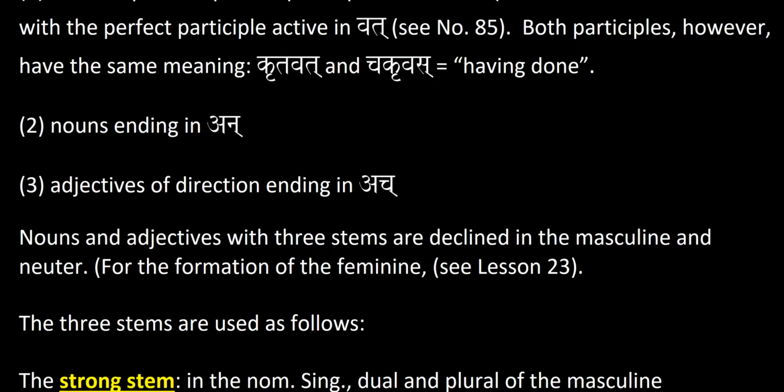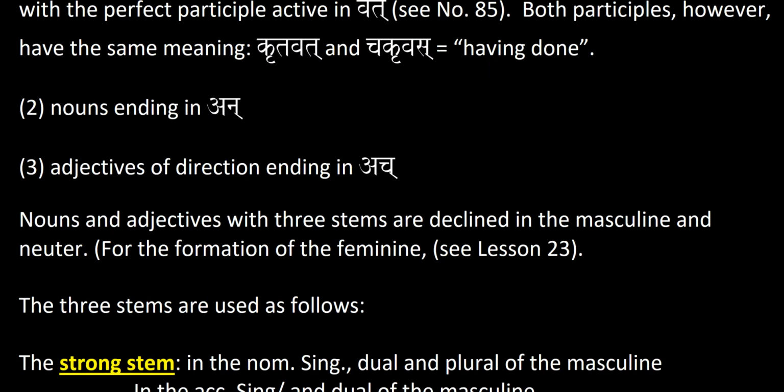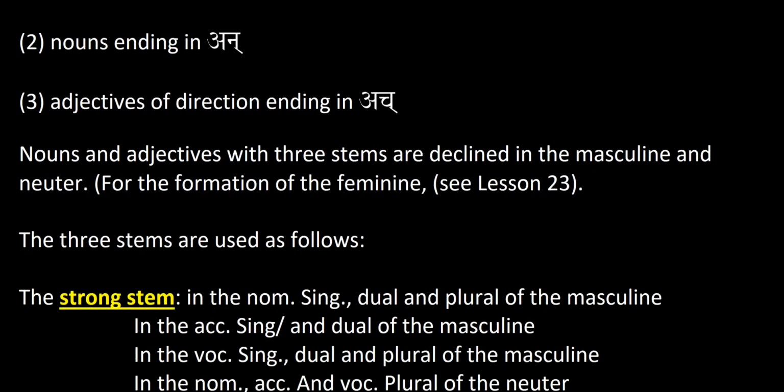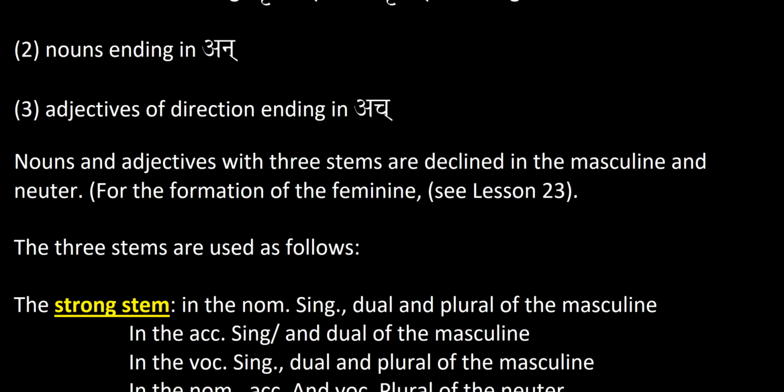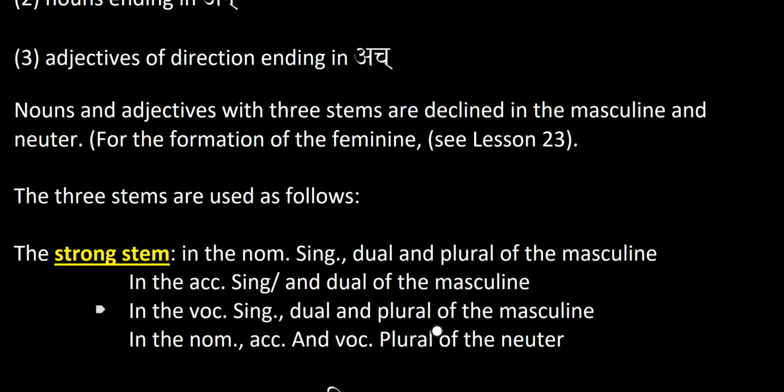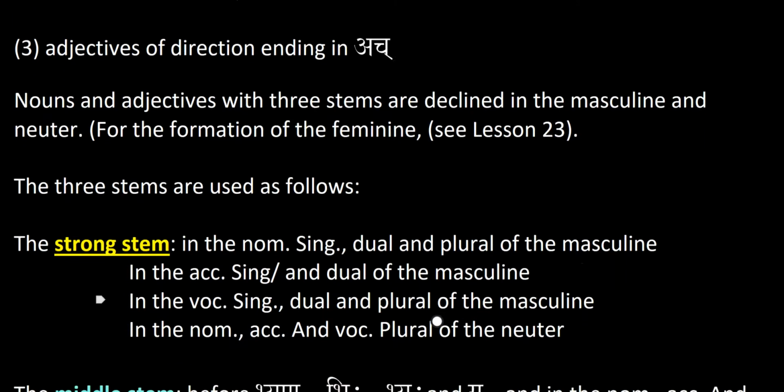Another thing is that nouns and adjectives with three stems include nouns ending in an, and adjectives of direction ending in ach. Nouns and adjectives with three stems are declined in the masculine and the neuter. We will focus on the feminine later on.